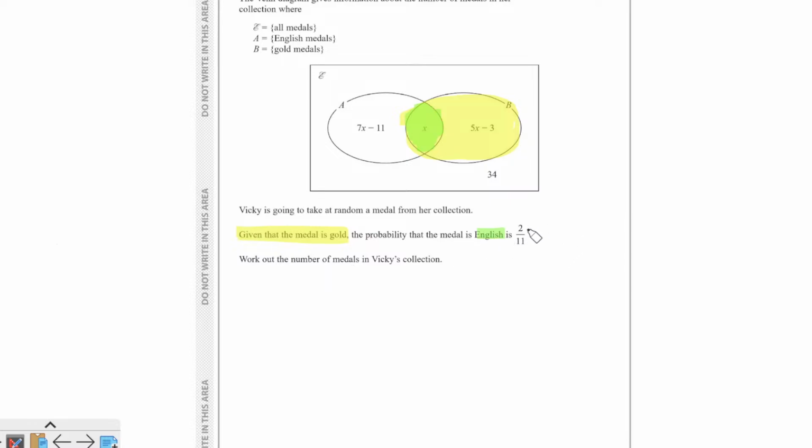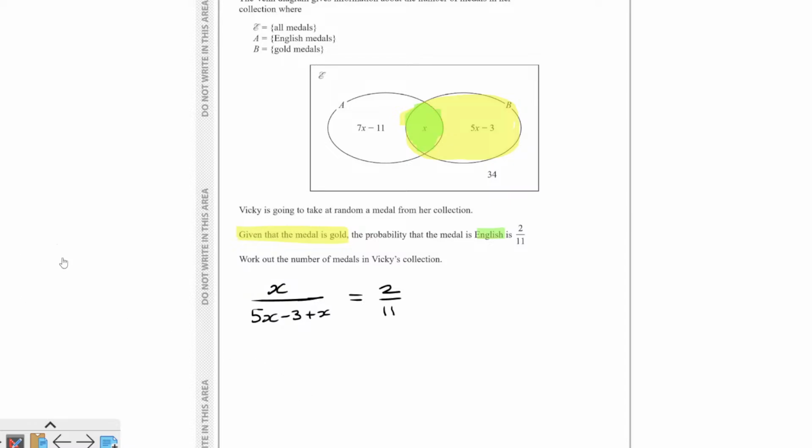So my equation is obviously with this 2/11. If they said to you, given that she picked a gold medal, what's the probability that it is English? You would put x over the whole bubble, which would be 5x minus 3 plus the other x, wouldn't it? 'Cause that's also in B. If you had numbers there, that's effectively what you would do if you had another question. Then that's therefore what is equal to this. That's where my equation comes from. Just translating that wording into actual equations.